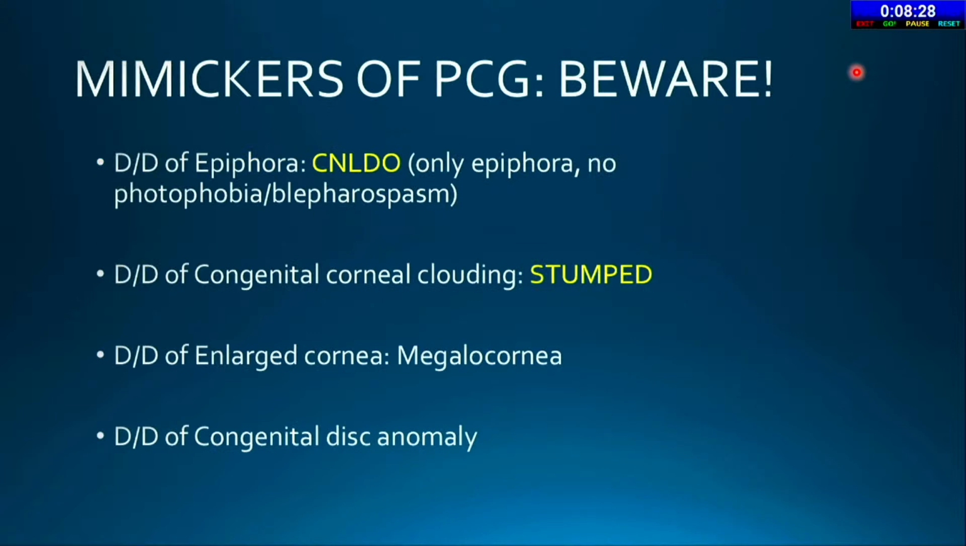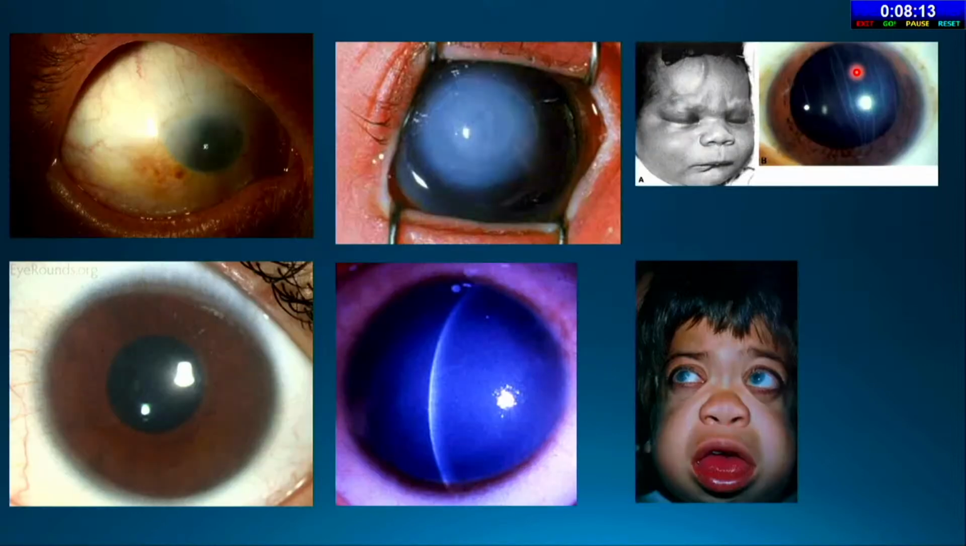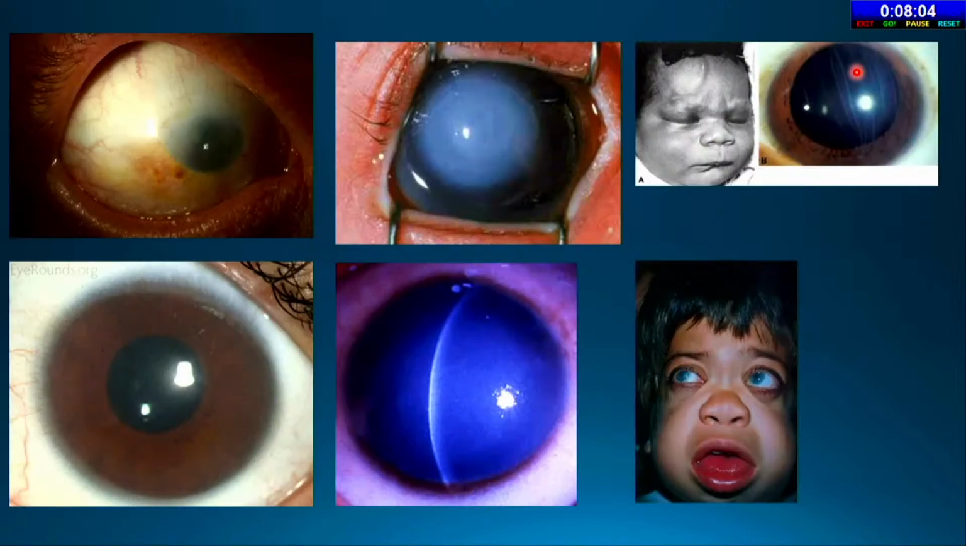So there are mimickers of primary congenital glaucoma that you should remember. Watering can also be due to congenital nasolacrimal duct obstruction, and these are the differential diagnoses of a hazy cornea at birth. The mnemonic is STUMPED. You can go through it: sclerocornea, tears in Descemet's membrane, ulcer, metabolic corneal opacities, posterior corneal defect, endothelial dystrophy, and dermoid. What is this? This is sclerocornea. This is Peters anomaly. These are the Descemet's folds due to ruptures from birth trauma. This is congenital hereditary endothelial dystrophy. This is the corneal opacity associated with Hurler syndrome.